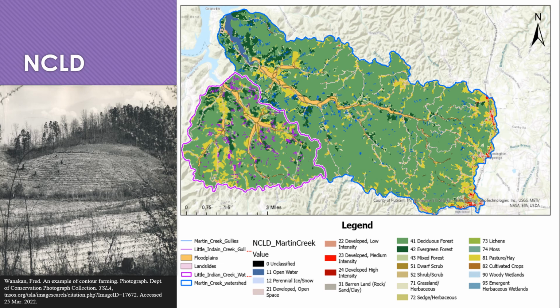On the image to the left, you can see an example of contour farming within Tennessee, suggesting that if the hills in this area are being farmed with proper techniques, they were more than likely being farmed before these techniques were discovered.